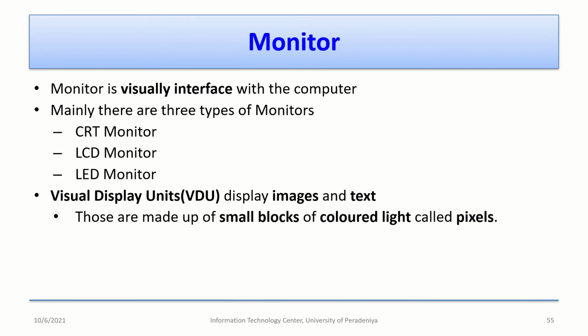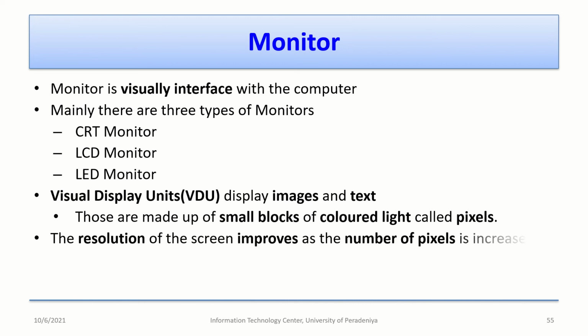The visual display unit, or VDU, displays images and text. These are made of small blocks of colored light called pixels. In a monitor we have small blocks of colored dots we call pixels. The resolution of the screen improves as the number of pixels is increased. If the number of pixels is increased, the resolution of the screen will be increased.